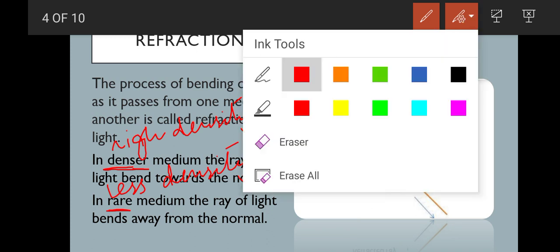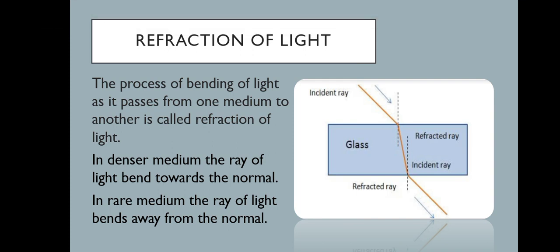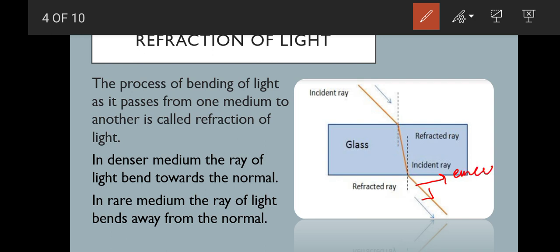So we can see that as the light ray enters from a rare medium to a denser medium, for example from air to glass, it will bend towards the normal, and when it leaves the glass, here you can see this ray is leaving the glass. It can also be called the emergent ray because it is now emerging out from the glass.